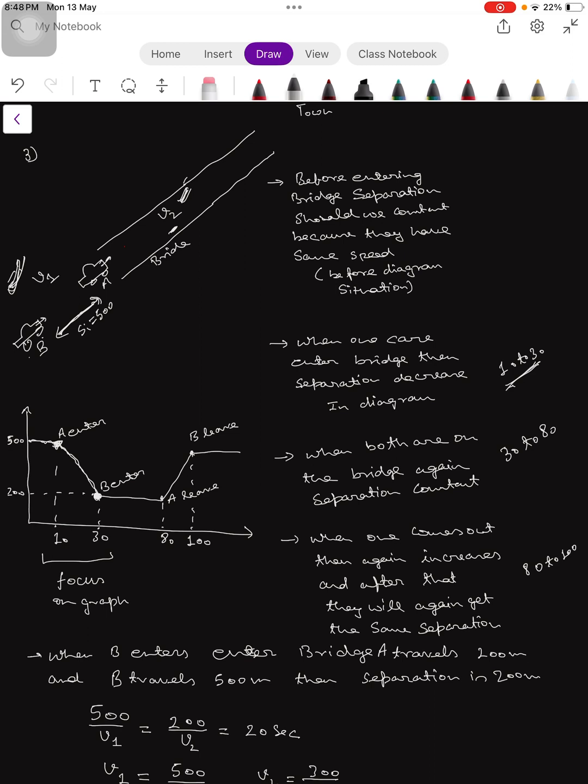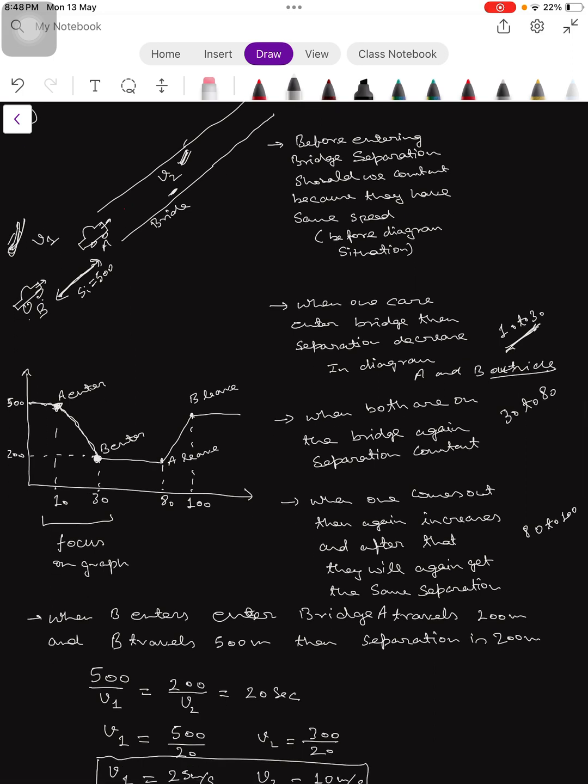So from 10 to 30 seconds only car A is on the bridge and B is outside of the bridge. When both are on the bridge, again the separation is constant, and that time is 30 to 80 seconds. From 80 to 100 seconds, A comes out of the bridge, and at 100 seconds B is also coming out of the bridge, and again the separation becomes 500 meters. So that was what was actually happening.